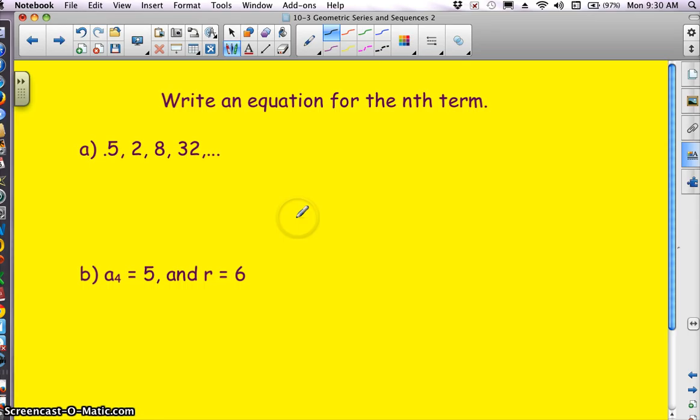The next thing is to write an equation for the nth term. Again, we're using this formula. I'm trying to dig down deep not to say A1 steak sauce, because I know that got really annoying in the last video.